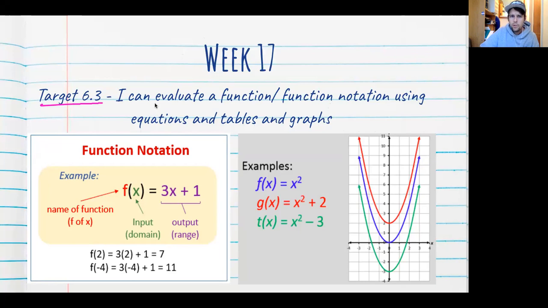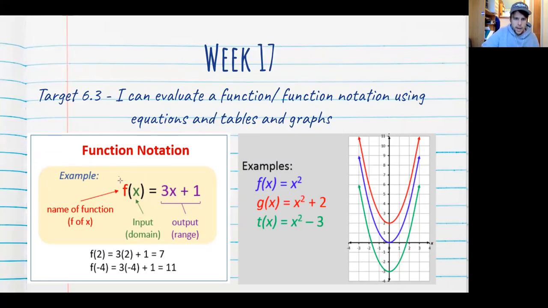Mostly what we're going to be focusing on is the evaluation piece, what it means to evaluate from a table, from an equation, from a graph. But also there are some ways that we write things in math that are going to have to be learned in order to be able to do these things. So you can see here we have some pictures of functions in different ways and some notes about them.